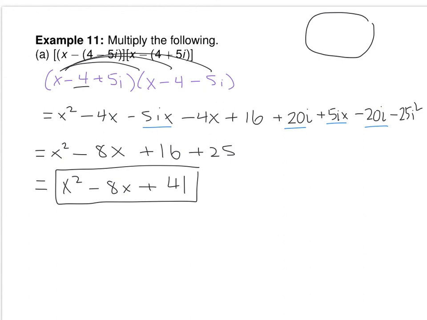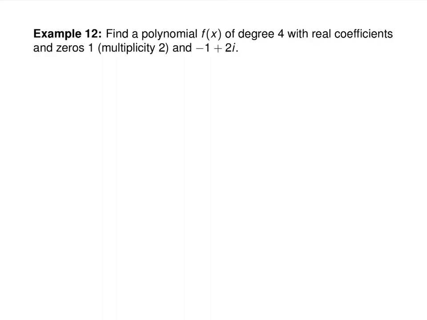Okay, I think we can skip part B. Let's just set up example 12, okay? And we'll stop there. So skip one. Okay, so write a polynomial of degree 4 with real coefficients that has zeros at 1 of multiplicity 2 and at -1 plus 2i.